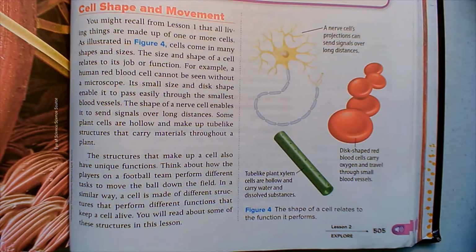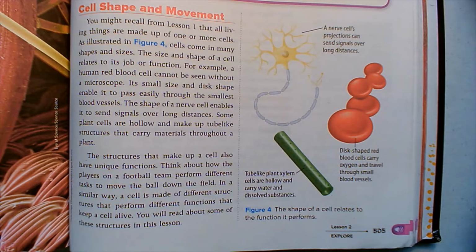So for example, a human red blood cell cannot be seen without a microscope. Its small size and disc shape enable it to pass easily through the smallest blood vessels. The shape of a nerve cell enables it to send signals over long distances. Some plant cells are hollow and make up tube-like structures that carry materials through a plant.